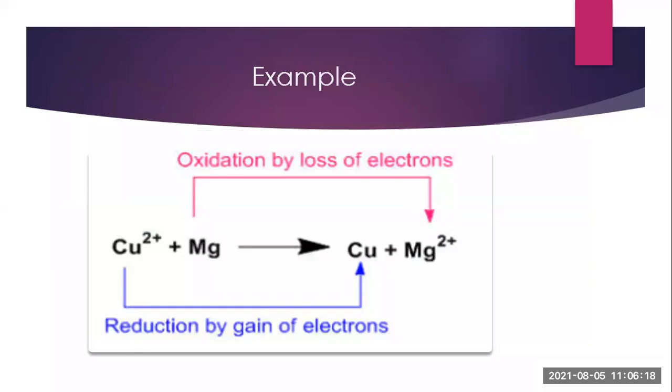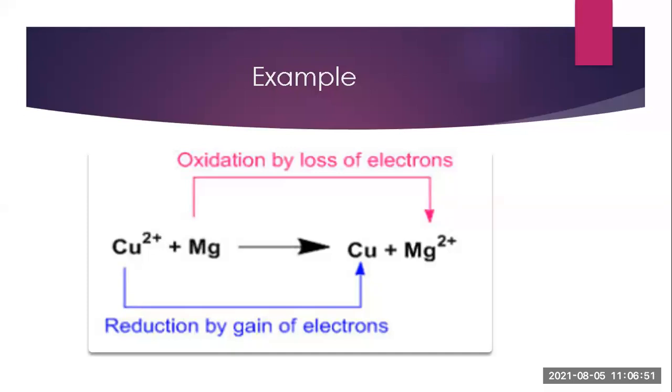Next, you can see one of the examples. Here we have taken the elements Cu and Mg. Here, Cu is having two positive charges, and Mg is neutral because it is not showing any charges. Now Cu2+, what will it do? It will gain electrons. Gain electrons from where? From the Mg. Now Mg is neutral here.